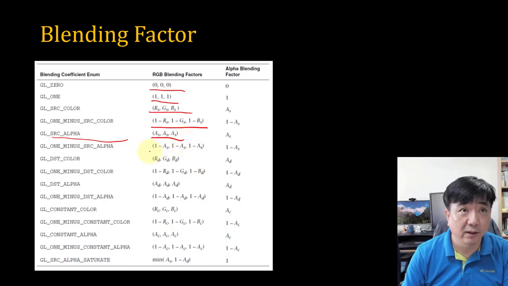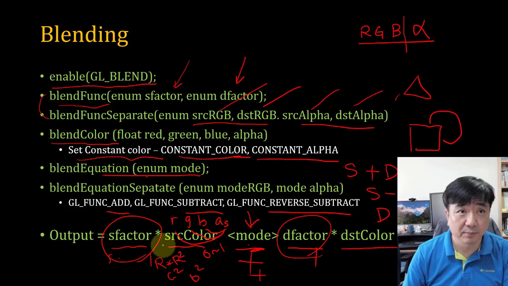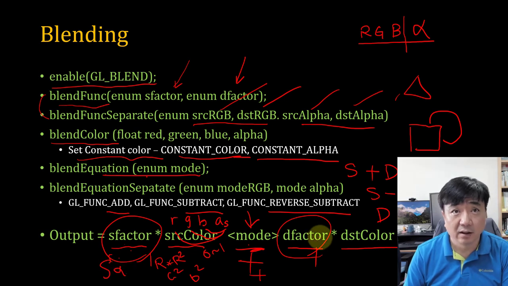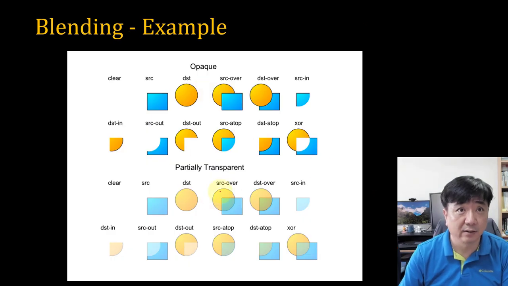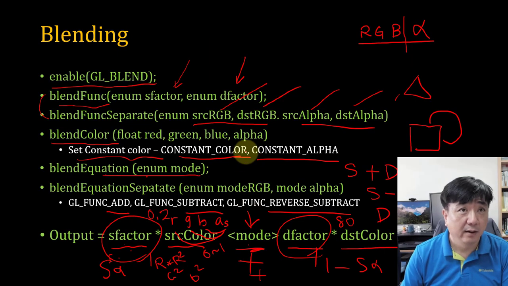And 1 minus source alpha is used for this one. For example, a very widely used blending has the source factor as source alpha, and the destination factor as 1 minus source alpha. Then if the source color has a transparency of 0.2, then 20% of the source color and 80% of the destination color will be mixed together. It's quite reasonable. We call this source over blending.